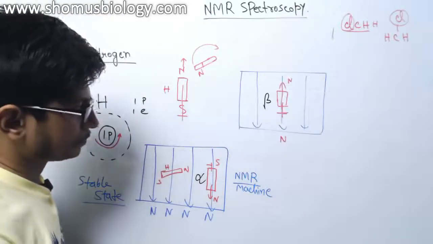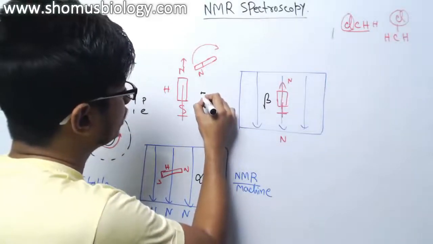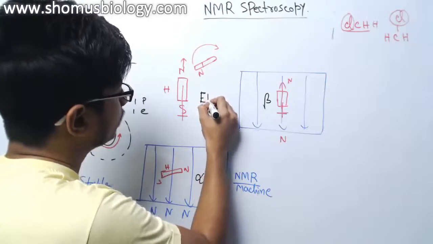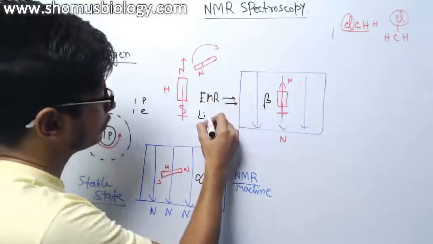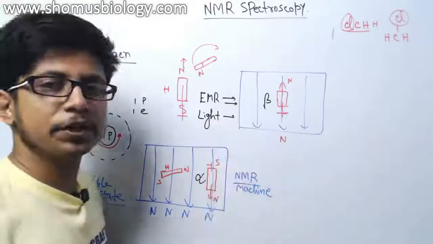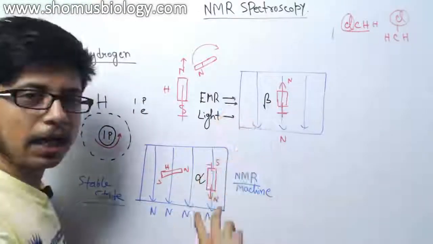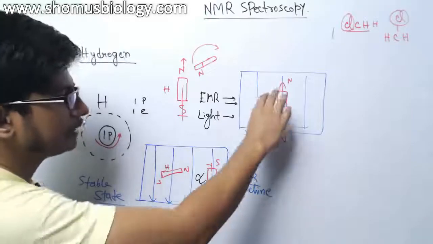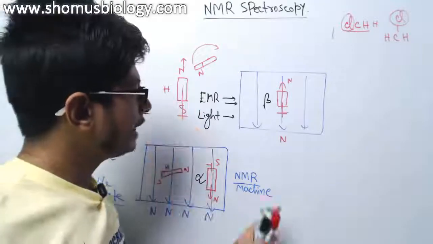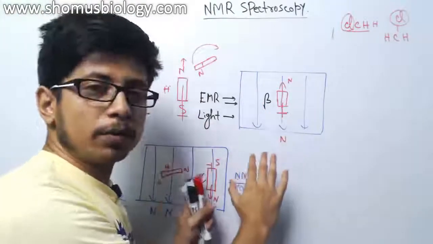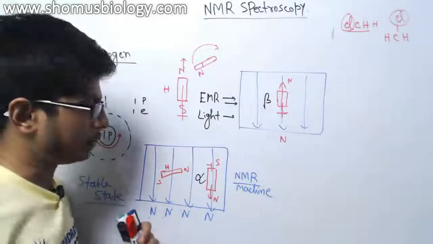Now this situation is only possible if we put in some extra energy with the help of some electromagnetic radiation. We put in the wave, the light, that can provide sufficient energy to do that. Okay, so once they go from alpha to beta, we need some energy to do that. But now remember one thing, this is the most important point about NMR spectroscopy. As we are talking about one type of magnet, that is hydrogen, for example.